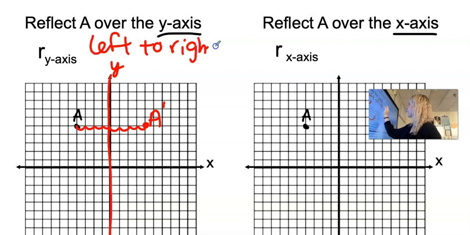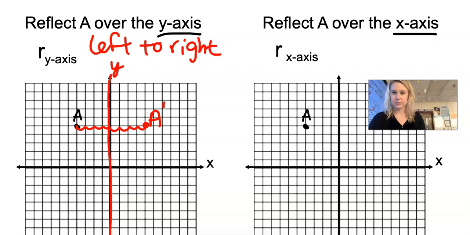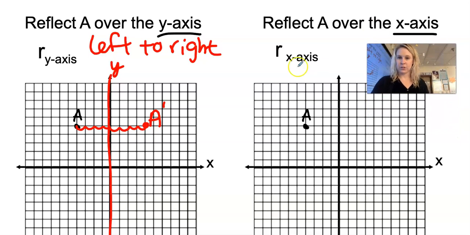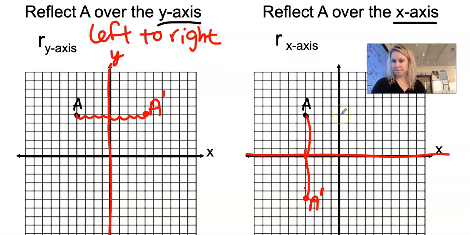The other way is to reflect it over the x-axis, which means up and down. Again, you could have a little r with a subscript of the x-axis. First, count how far above it is. It is 1, 2, 3, 4, 5 above. So it's going to be in the same line, but go 5 below. 1, 2, 3, 4, 5. And that is going to be your A prime. Exact same distance, top to bottom.